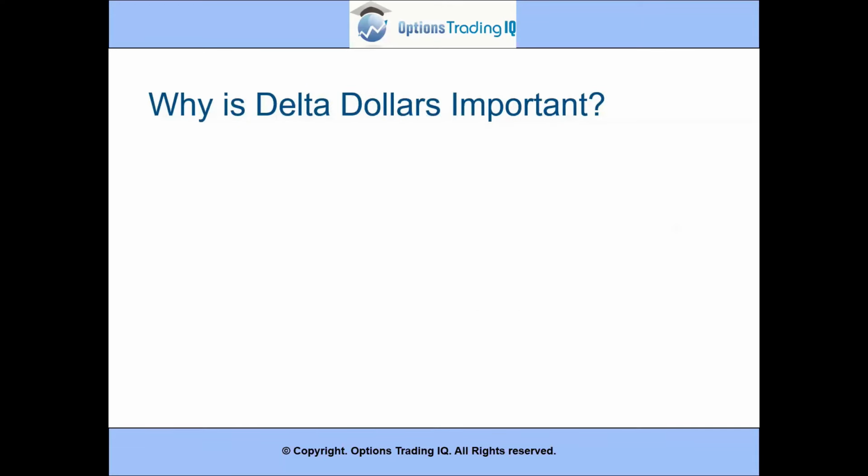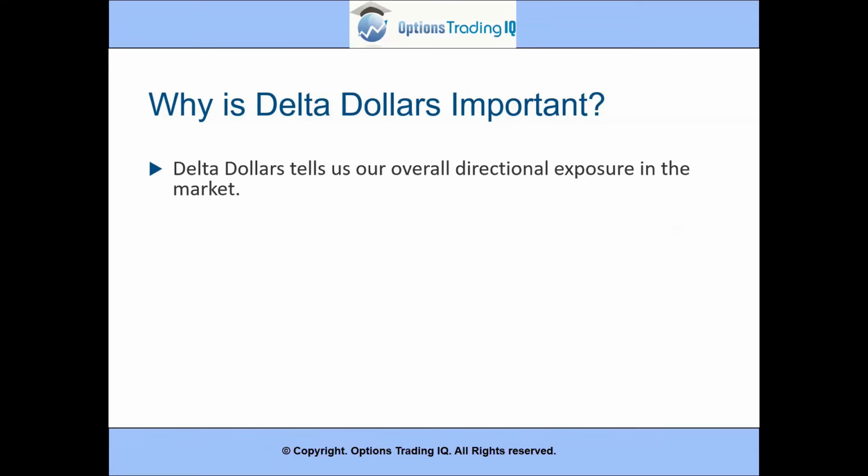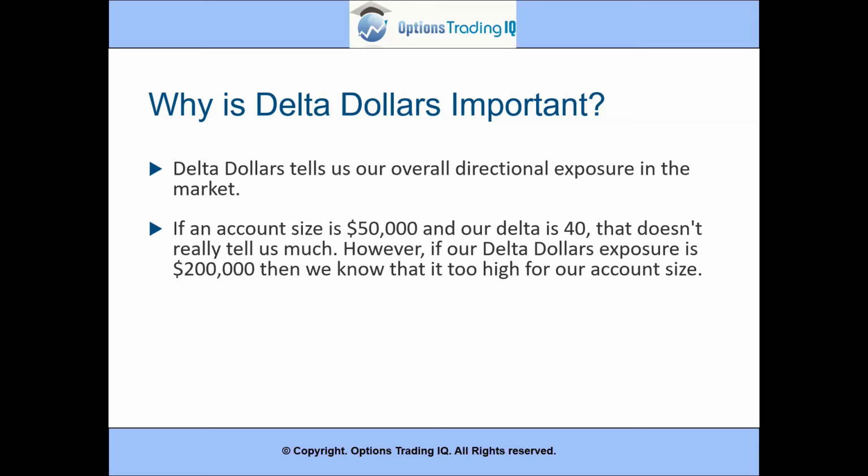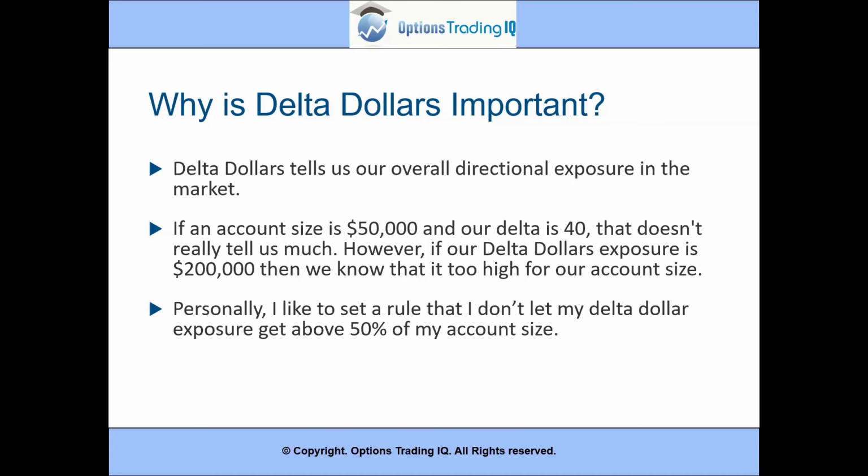But why is delta dollars important? Well, it tells us our overall directional exposure in the market or to that particular stock. If a trader has an account size of $50,000 and the delta is 40, that doesn't really tell us much because we don't know what price the stocks are trading at. However, if we look at our delta dollars and the exposure is 200,000, then we know that it's much too high for the account size. That exposure is way bigger than the account size of 50,000. So that's why it's always important to look at delta dollars rather than just position delta.